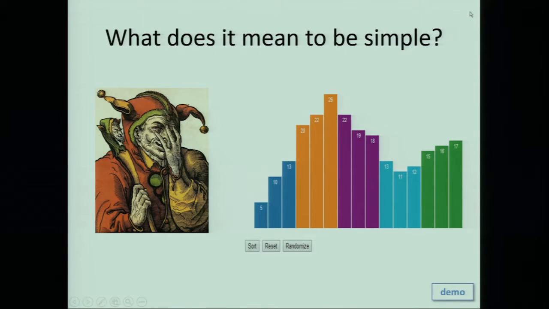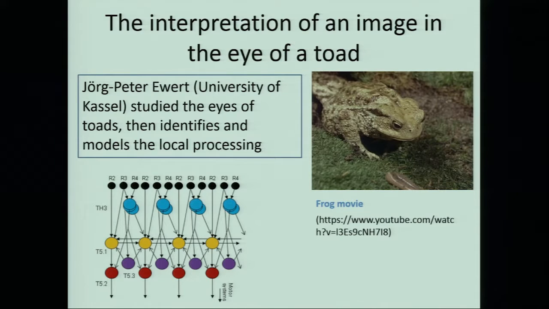So let me talk about vision just a little bit. So there's this guy named Jörg Uert out of the University of Kassel who takes toads. I'm not going to take the time to play the movie, but what he does is takes toads and presents various patterns to them, lines like this, or lines like this, or lines like this, and he can demonstrate that the responses are very characteristic of the toads, and he can model it with a neural net.